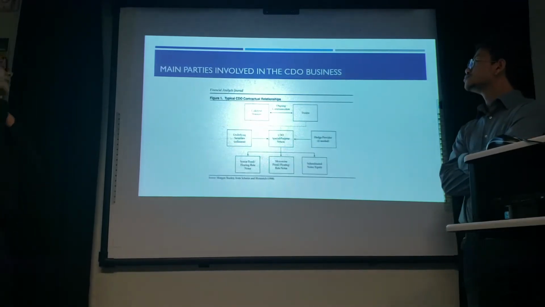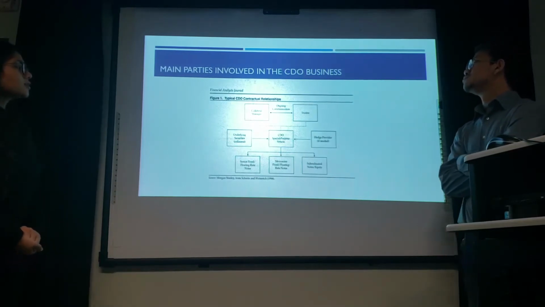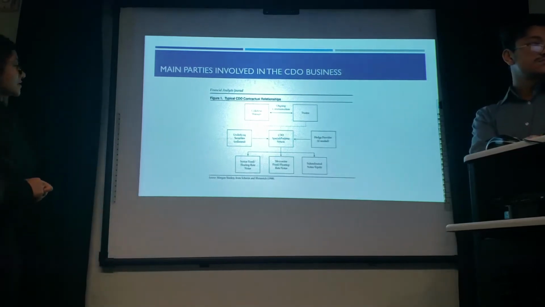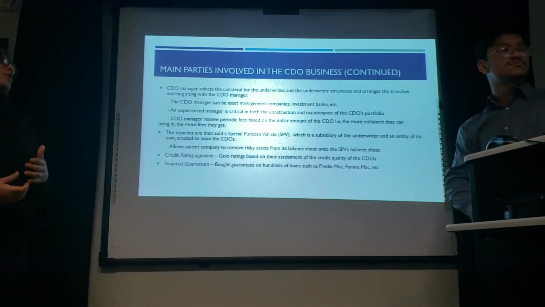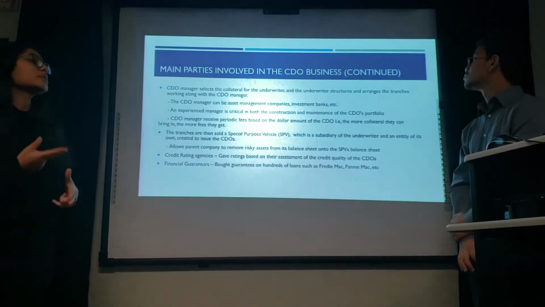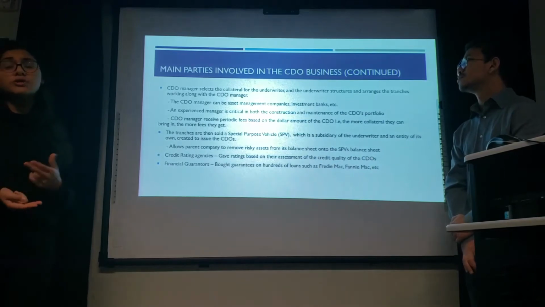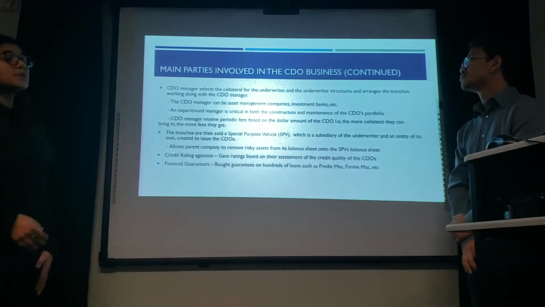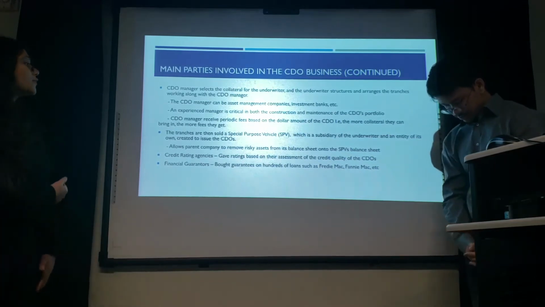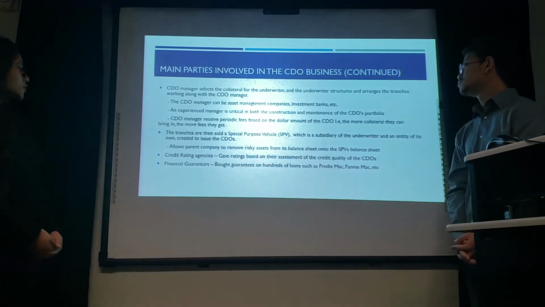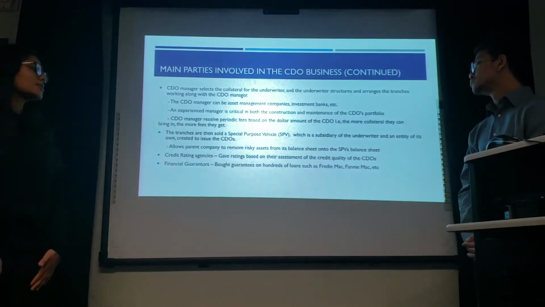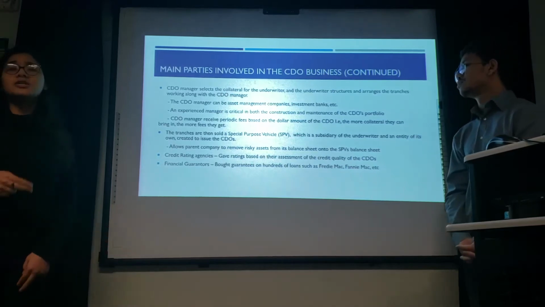We have different parties that are involved in the CDO business. The major and very important party is the collateral manager, who is also known as the asset manager. They are responsible for choosing the collateral for the underwriter, who then structures and arranges the tranches, working along with the CDO manager. These tranches are basically sold to a special purpose vehicle, which is a subsidiary of the underwriter and an entity of its own. This allows the parent company to remove risky assets from its balance sheet onto the SPV balance sheet.